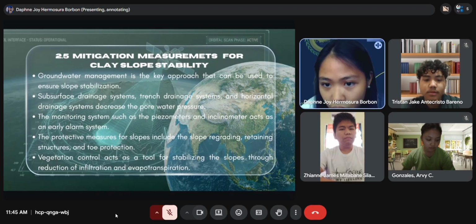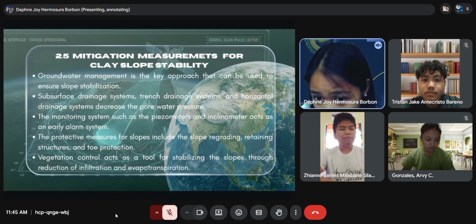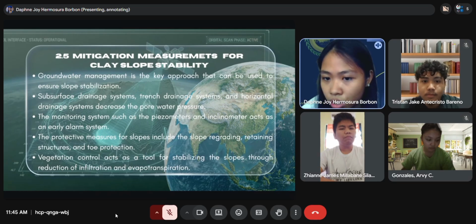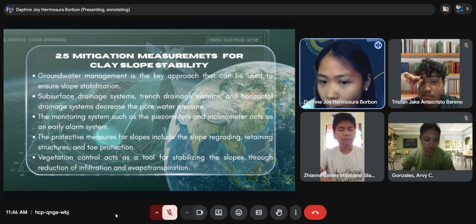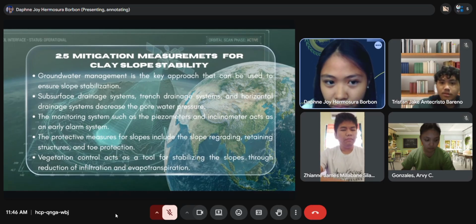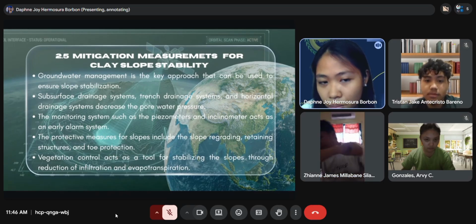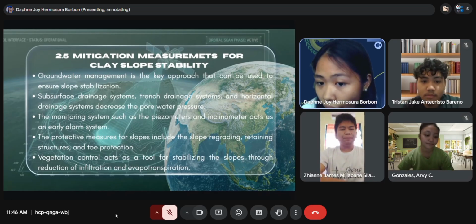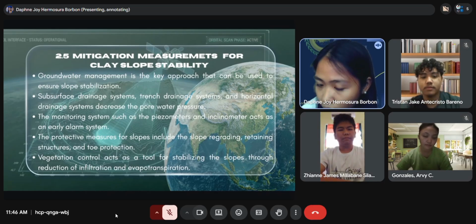Engineering based slope protection measures such as regrading, retaining structures, and toe protection help physically stabilize the slope by reducing driving forces and increasing resisting forces. Vegetation management also contributes to stability by reducing surface runoff, minimizing rainfall infiltration, and increasing evapotranspiration, which helps remove excess water from the soil. Surface drainage systems are also important because they prevent water accumulation at the surface, reduce erosion, and limit additional water infiltration into deeper soil layers.